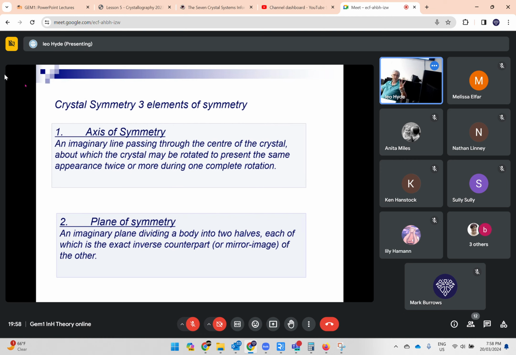Now, these are imaginary things, just like when I talk about the A-axis, the B-axis, and the C-axis. These are imaginary things as well to help us describe crystals. These are theoretical things. You're really not going to do it in the lab. Some people want to understand how we get all of these elements of symmetry for each crystal system. Other people couldn't care less. And as I say, after Gem 1, you don't have to know.